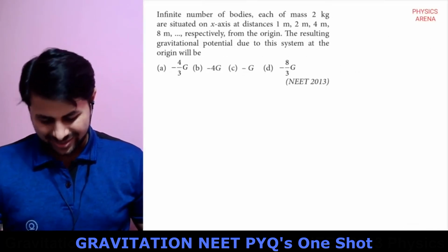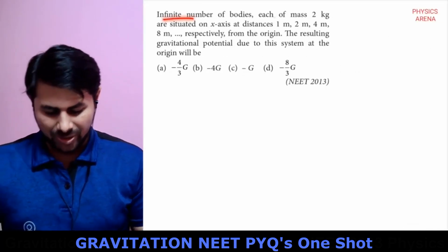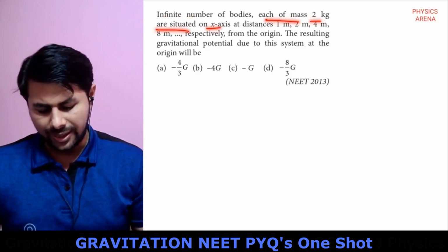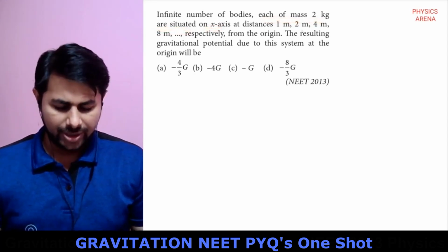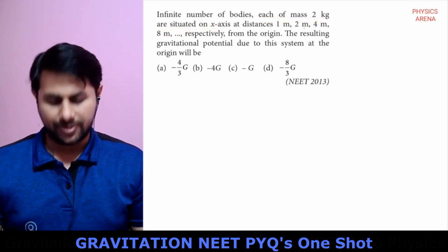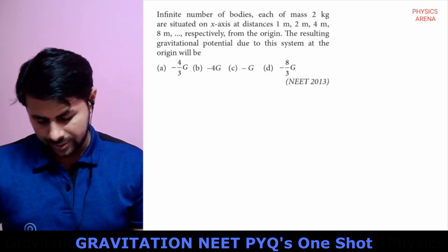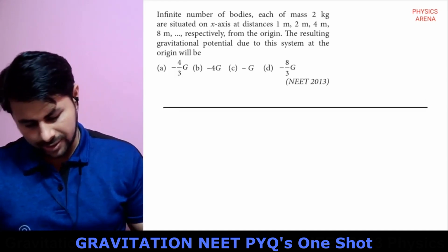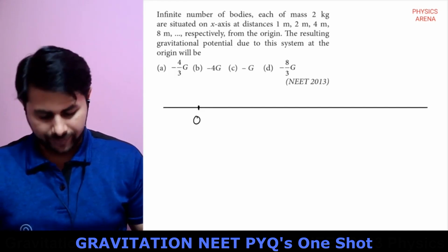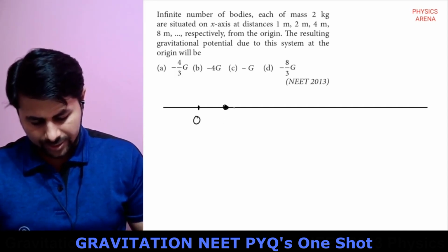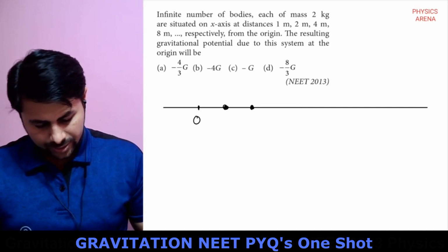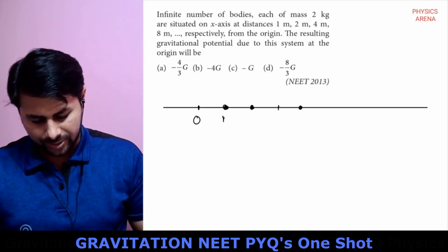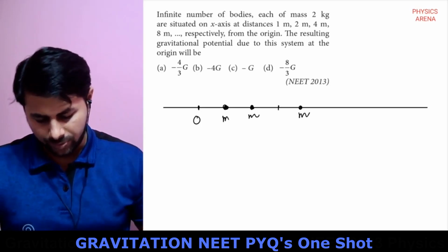All right, next question. An infinite number of bodies, each of mass 2 kg, are situated on the x-axis at distances 1 meter, 2 meter, 4 meter, 8 meter respectively from origin. So there are infinite bodies and all of them have mass 2 kg, at distance 1 meter, 2 meter, 4 meter. There is nothing at 3 meter; the bodies are at 4 meter, 8 meters respectively, and so on and so forth.